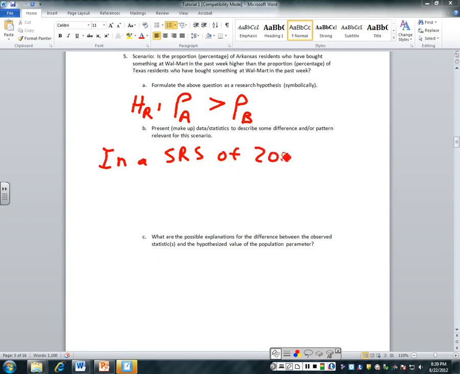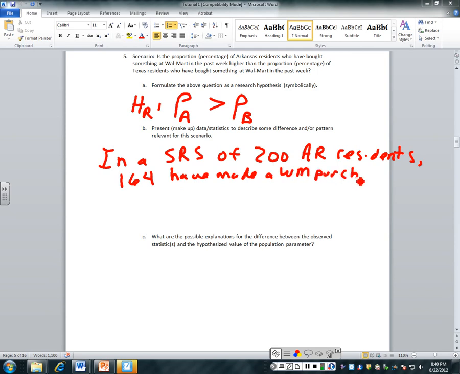200 Arkansas residents, have made a Walmart purchase in the past week. So P hat A is 164 out of 200, or 0.82.